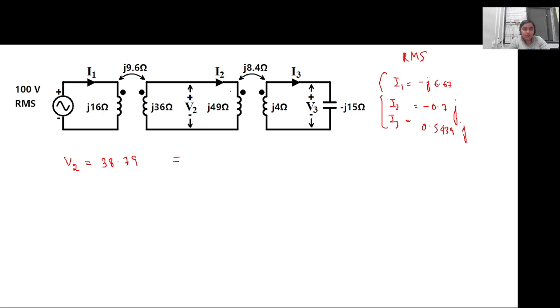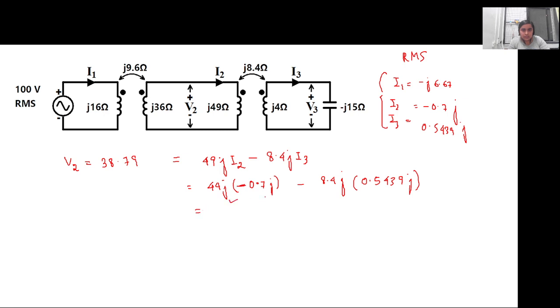So V2 is nothing but the self-induced EMF and because of the mutual inductance, right? So it will be 49 jI2, and because of the third coil, the mutual inductance, that is 8.4 jI3. So we have 49 jI2, where I2 is minus 0.7 j, and 8.4 jI3, where I3 is 0.5439 j.